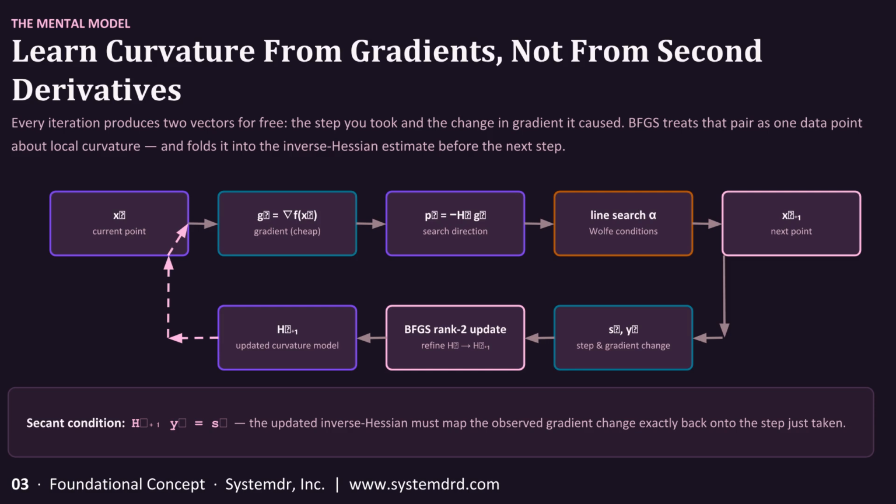That refinement is governed by one equation, called the secant condition. hk plus 1 times yk equals sk. In plain language, our updated curvature model has to correctly explain the gradient change we just observed in terms of the step that caused it. Every BFGS iteration is just take a step, learn from it, repeat.